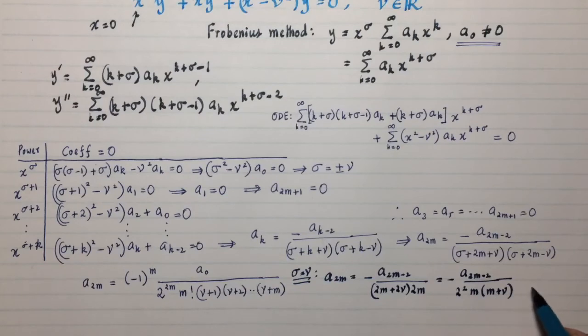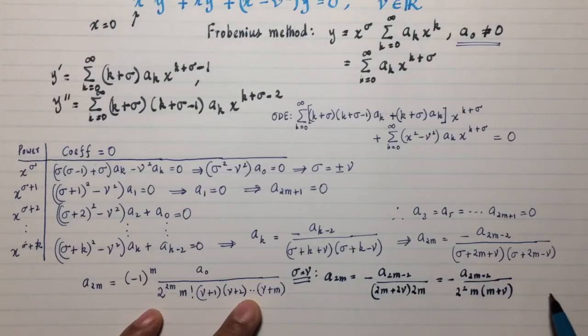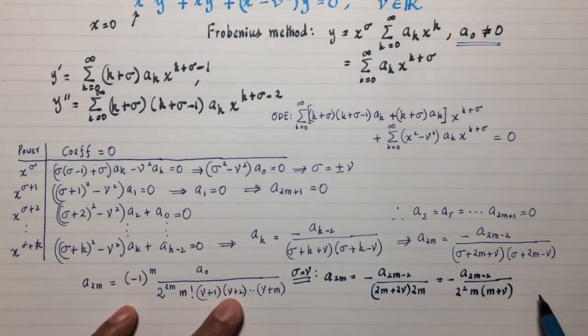Now if you keep doing this over and over, then you're going to start getting 2 to the power 2m. M factorial will show up because you keep descending in powers, and each time you go down you're going to get m plus nu, then you're going to get nu plus m minus 1, nu plus m minus 2, and all the way up to nu plus 2, nu plus 1. So you can easily show that this leads to that.